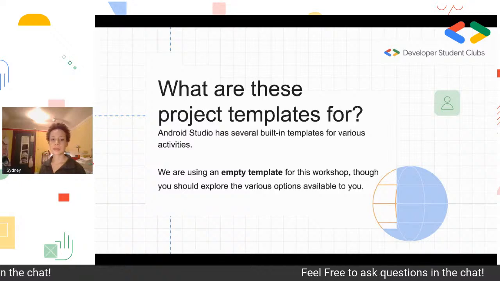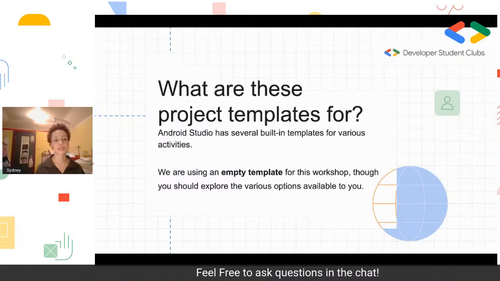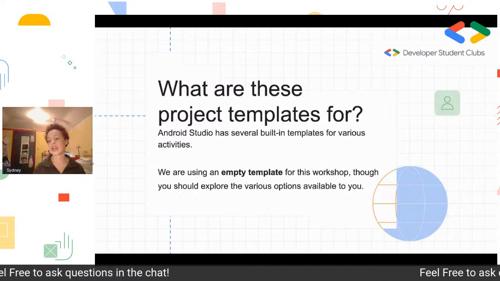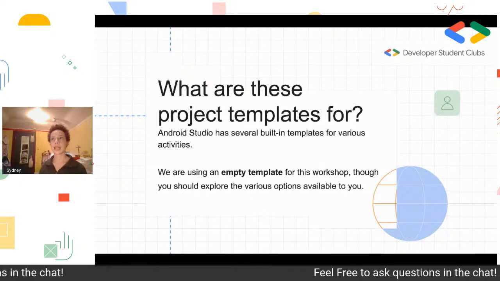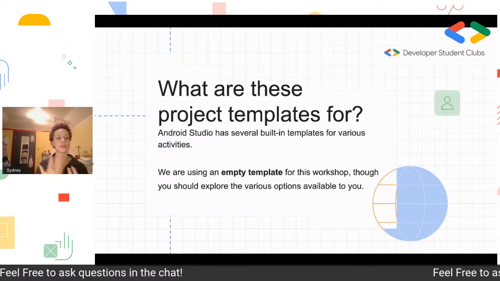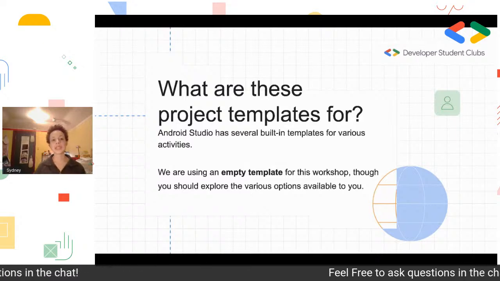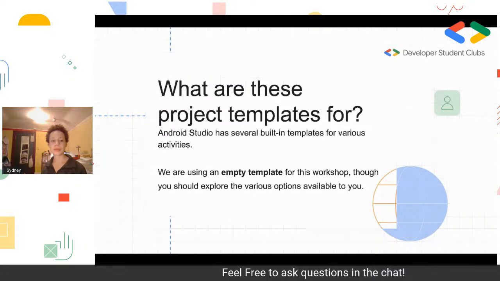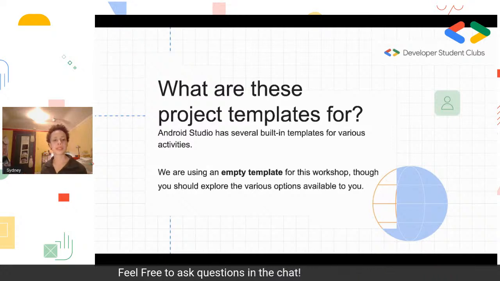These project templates are built into Android Studio. It has several that you can use for various activities. For example, if you want to build an app that's going to use the maps feature, you can choose a map template. Or if you want to make an app that will have an ad on it, you can choose an ad template. We're using an empty template for this workshop, but you should explore the different options that are available to you on your own time.